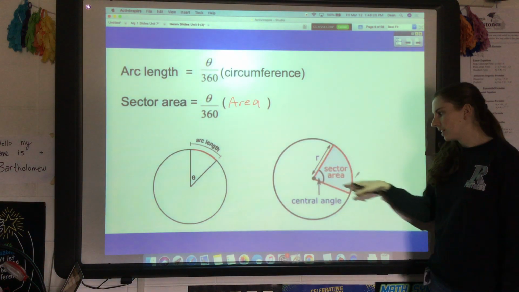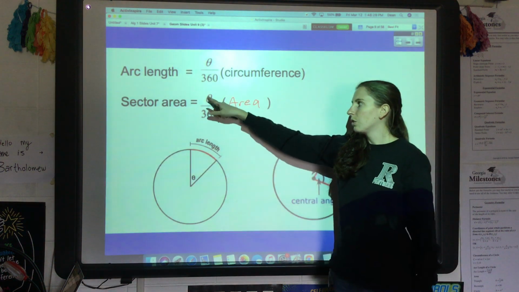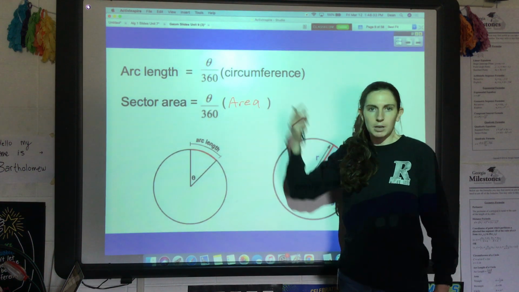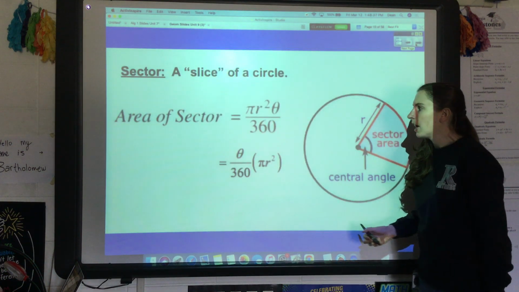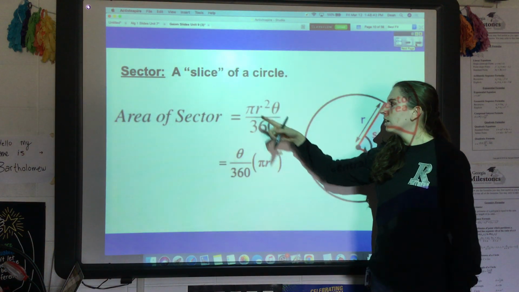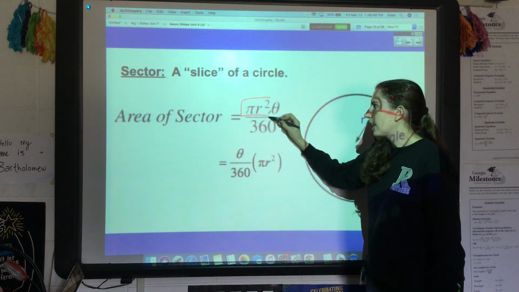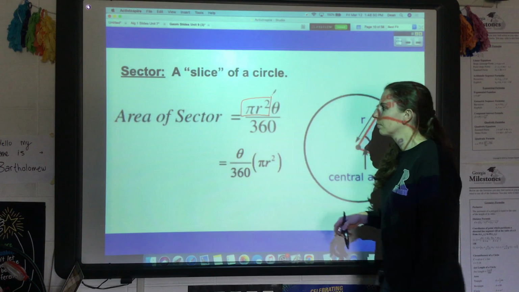So to find the area of this piece of the pie here, once again, you just do theta out of 360 to find what percentage of it you want, and then multiply it by the full area. For example, on your formula sheet it looks like this. So it's pi r squared times theta over 360. That's because this is the area of a circle, and then you just multiply by whatever portion you want.